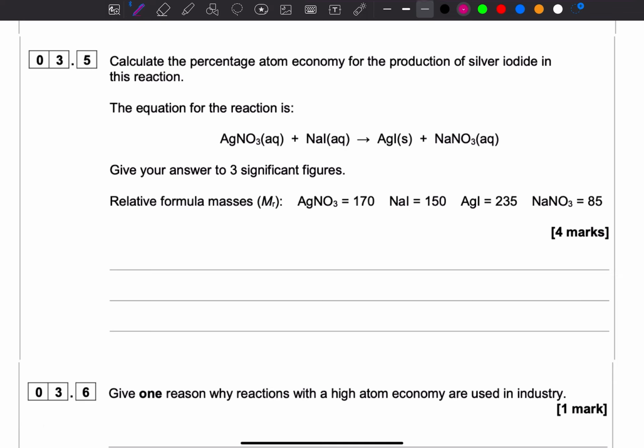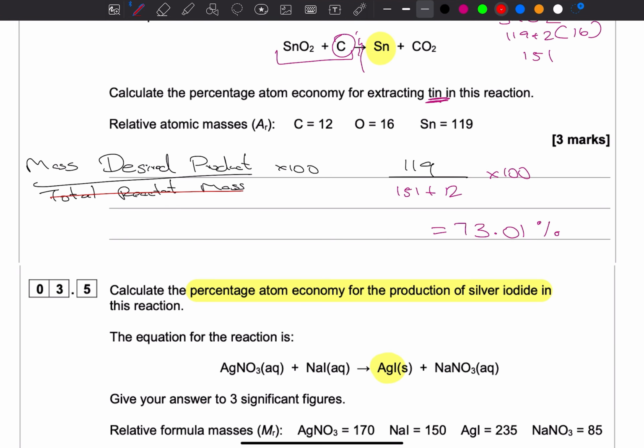Atom economy is the desired product, which is what? Silver iodide, that one. What is it? That is AgI 235 over the total mass of reactant, isn't it? Total reaction mass, isn't it?